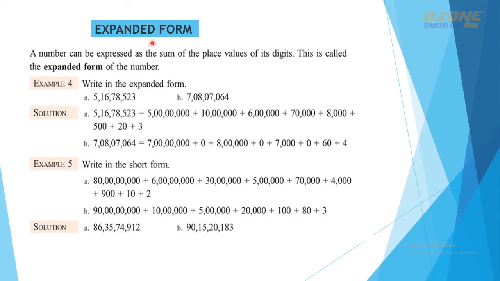The difference is just to subtract the numbers, so we will get the difference. Next we'll see expanded form. The numbers can be expressed as a sum of the place values of its digits. That is called expanded form.